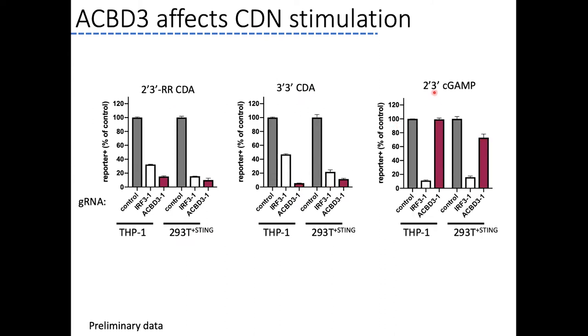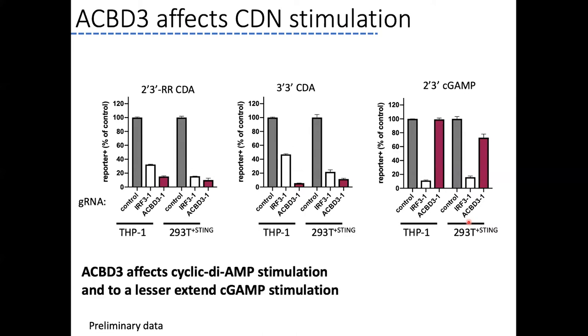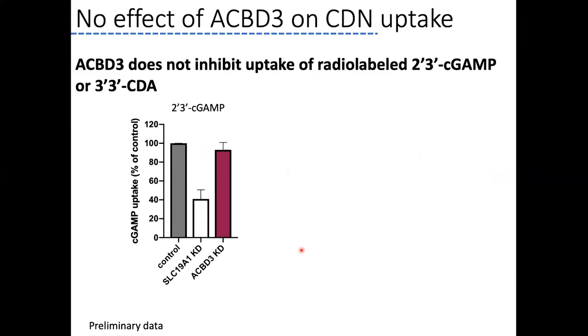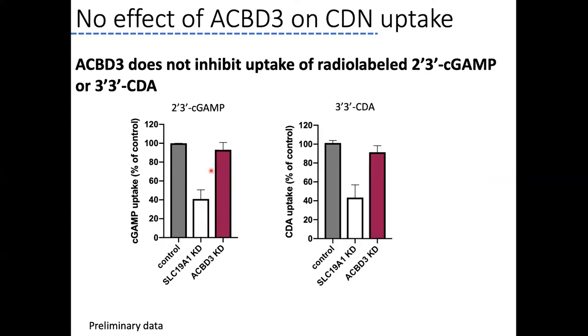Interestingly, when we stimulate cells with cGAMP, in THP1 cells, we don't really see any effect. And in 293T cells, we see a very modest effect. So ACBD3 definitely affects cyclic AMP stimulation and, to a lesser extent, cGAMP stimulation, depending on the cell line. So then we wanted to know if ACBD3 may be involved in the uptake of cyclic dinucleotides. So we again looked at radiolabeled cGAMP uptake. But depleting ACBD3 does not reduce the uptake of cGAMP and also not the uptake of the bacterial cyclic AMP.